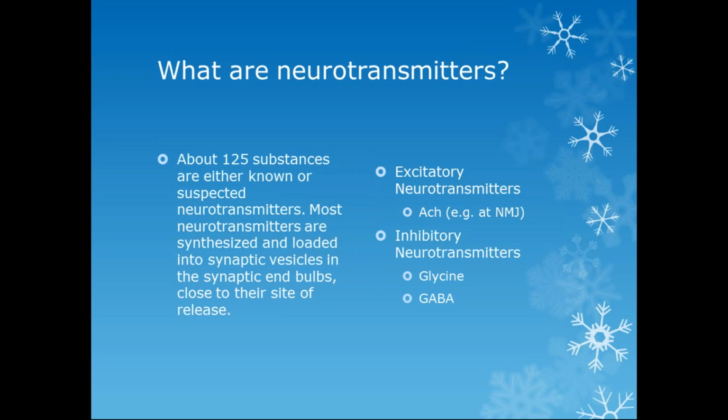And then the inhibitory neurotransmitters we talk about the most are glycine and GABA. Glycine tends to be used more in the spinal cord and GABA more up in the brain. So again, we see these inhibitory neurotransmitters are in the central nervous system.